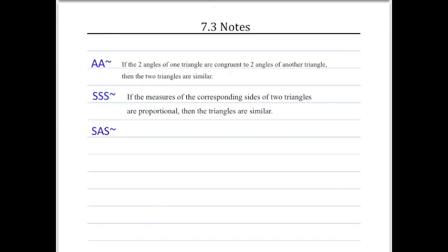The next similarity statement we want to examine is SSS similarity. And that states if the measures of corresponding sides of 2 triangles are proportional, then the triangles are similar. Now that word proportional is extremely important. Proportions are essentially ratios that are set equal to each other. In other words, fractions of sides. Let's examine what it means for sides to be proportional.